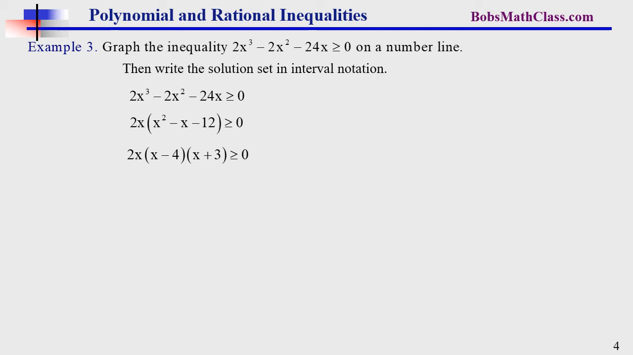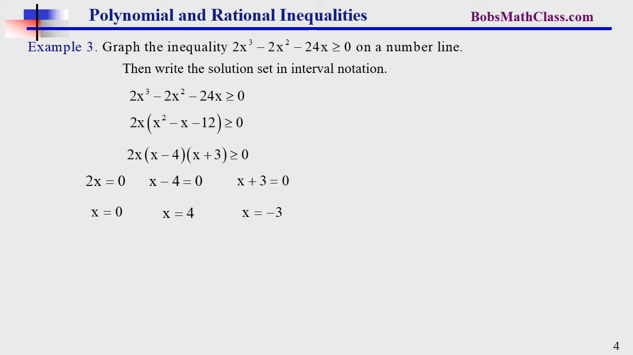Set each factor equal to 0. And then solve each equation. We're going to have 3 critical values. Divide by 2 on the first one on each side, and we get x equals 0. Add 4 to both sides, x equals 4. And subtract 3 on both sides, x equals -3.